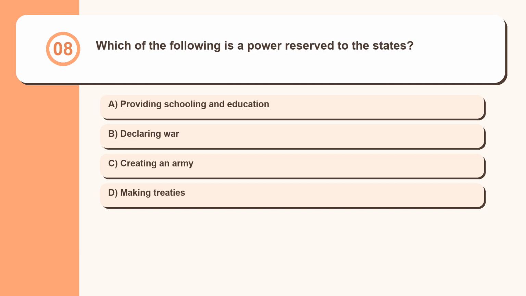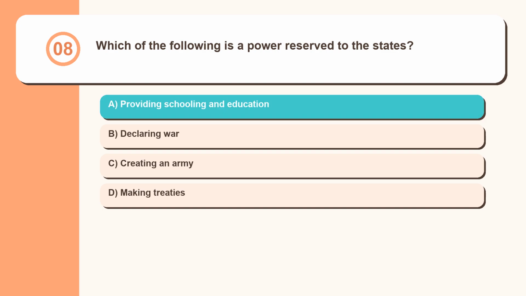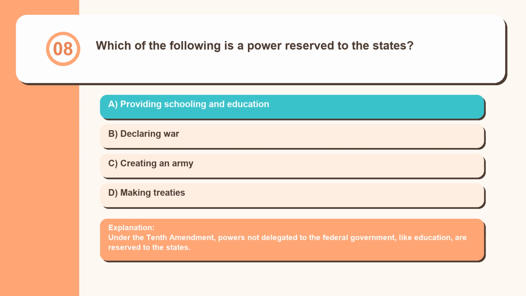Question 8. Which of the following is a power reserved to the states? Providing schooling and education, declaring war, creating an army, making treaties. Under the 10th Amendment, powers not delegated to the federal government, like education, are reserved to the states.